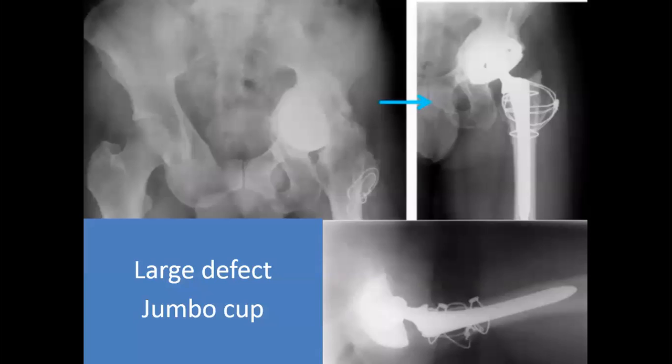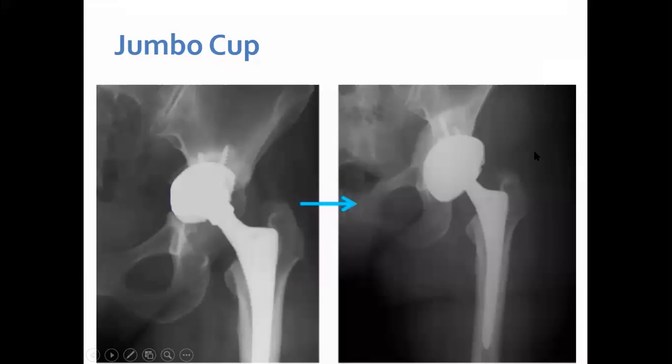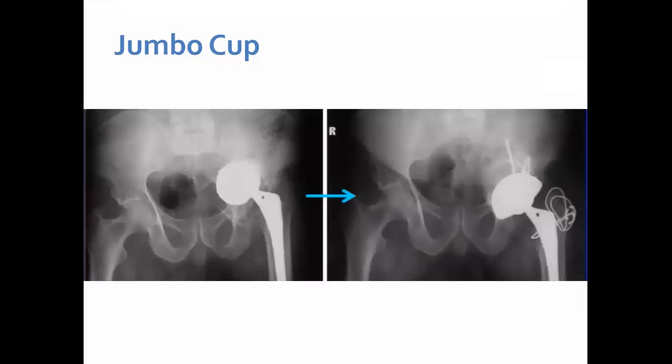Again, an example of using a jumbo cup in large defects and grafting the medial defect with particulate bone graft. This X-ray is 4, 5, or 6 years after surgery. Another situation of a failed cup that migrated medially. It was taken out, a larger cup or a jumbo cup was used and fixed with screws. The medial defect was grafted, and now it's reconstituted.